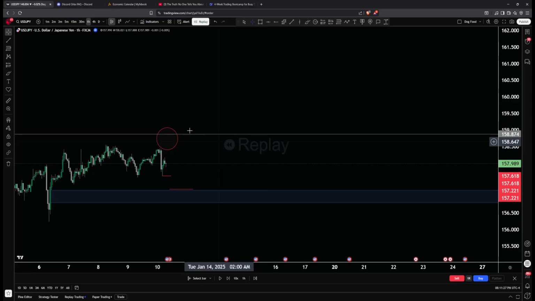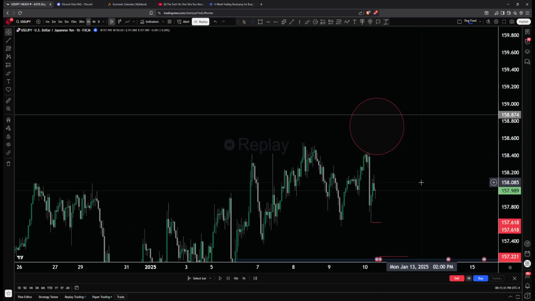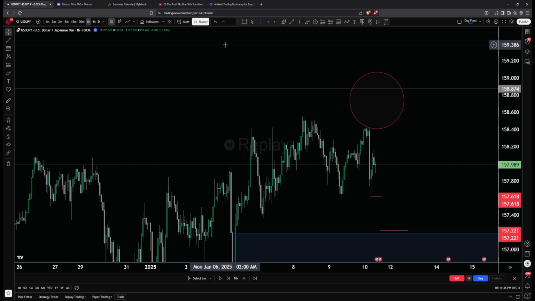So I don't know how to get this big replay watermark off the screen because it's a little annoying. I really don't know how to do that. All right, I'll figure that out.